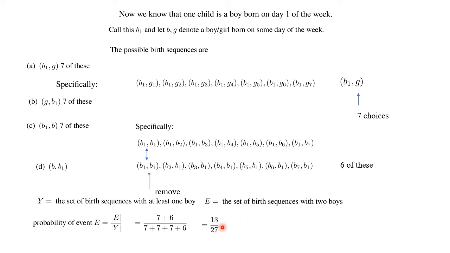The probability has now changed. Before, the probability of there being 2 boys, with no other information known about them, was 10 over 30. Now, we've got this extra information. He was born on day 1 of the week, born on a Sunday, and the probability changes from 10 over 30 to 13 over 27.